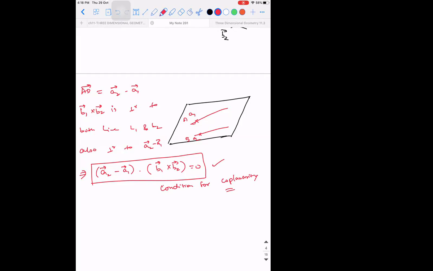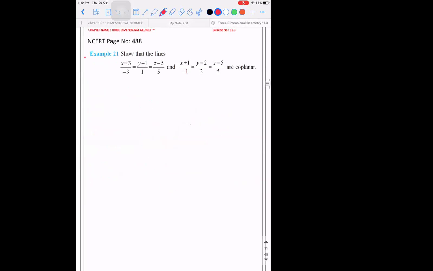Got it? So if you're clear with this, I'll tell you how to apply this in problems. Shall I proceed? Yes, sir. Okay, listen. So they're asking us to prove that these two lines are coplanar. So first write them in the vector form so that you will understand it better.